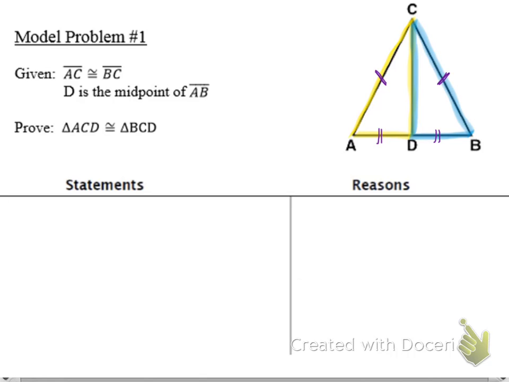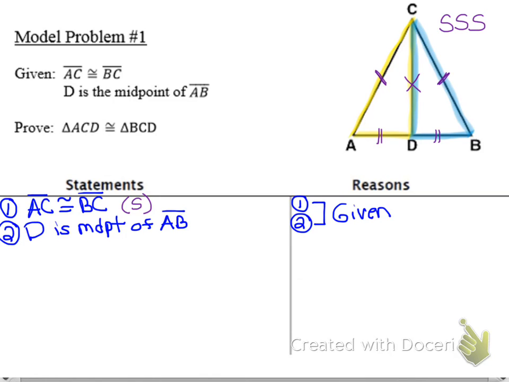Now I need to look for something else, because just having two pairs of congruent sides is not enough to prove that those triangles are congruent. I do see that these two triangles share a common side, CD. I can mark that with an X and know that CD will be congruent to CD, and that's my reflexive property. Now what I have is three pairs of congruent sides, one for each triangle. Based on that, I can say that triangle ACD is congruent to triangle BCD. I will prove them congruent by method side, side, side.